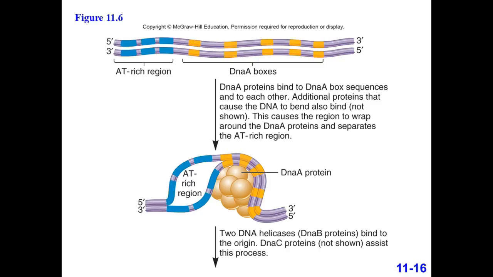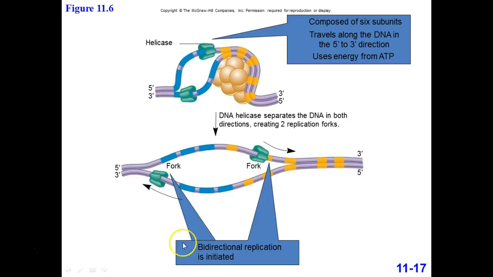So here's what we saw in the animation, right? But it's cooler when you see stuff moving, I think. So here's that binding and that pull and distortion on the DNA it creates by those DnaA proteins binding and popping open that AT-rich region, right? So the next thing that's going to happen is helicase is going to bind to each one of the strands for the replication, and it's going to go in two opposite directions.